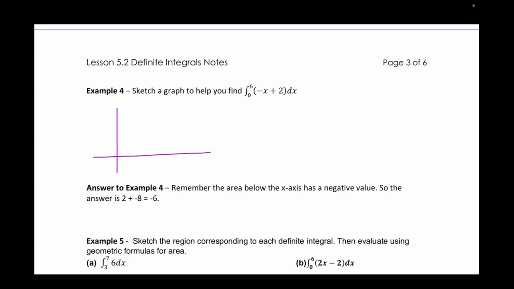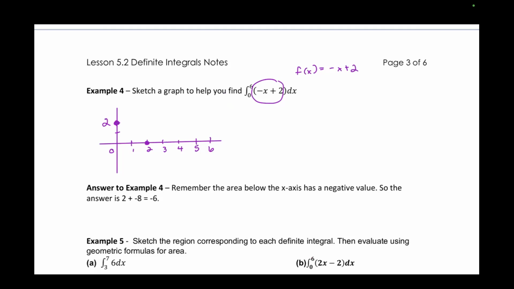All right, so here's 0, 1, 2, 3, 4, 5, 6. Again, this is my function right here that I'm graphing. So I'm graphing f of x equals -x plus 2. So it had a y-intercept of 2, a slope of -1. So using the slope of -1, I know it would cross the x-axis there.